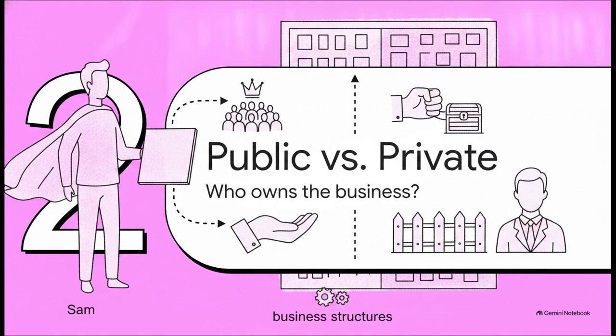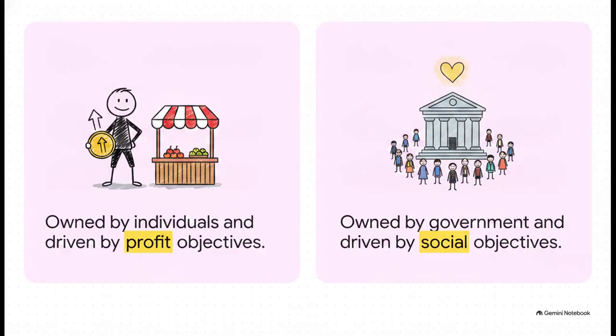Section 2. Public versus private sectors. Now that Sam knows what his business is doing, we need to outline who he's doing it for and who actually owns the canvas he's drawing on. This boils down to a crucial comparison between the two sectors. Sam's private business is going to aim for profit. Whether it's a tiny market stall or a massive multinational giant like Coca-Cola, private sector organizations are owned by individuals and are ultimately driven by financial returns.